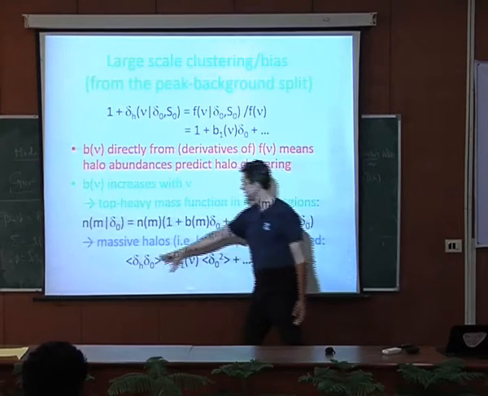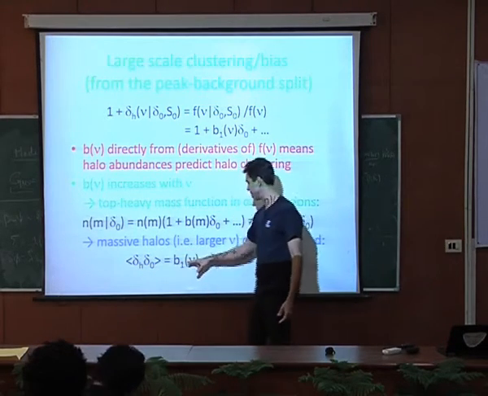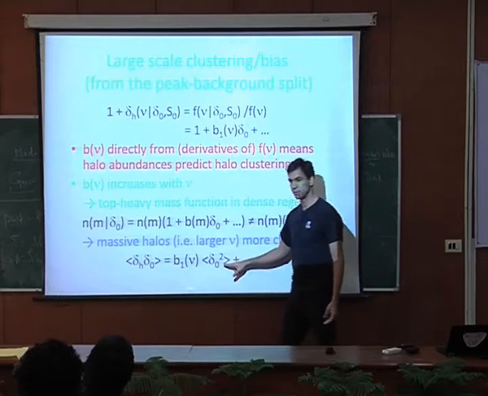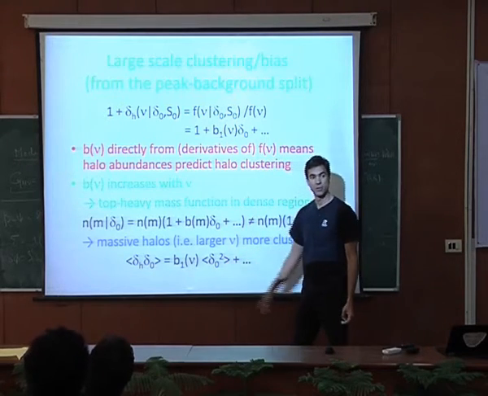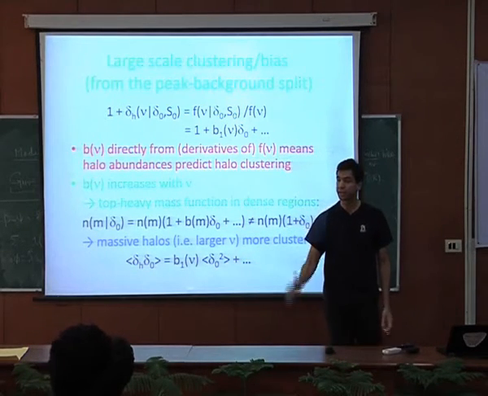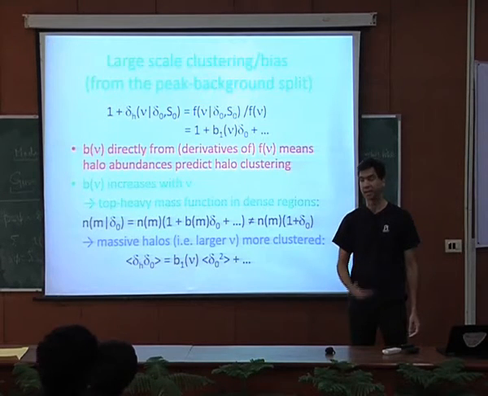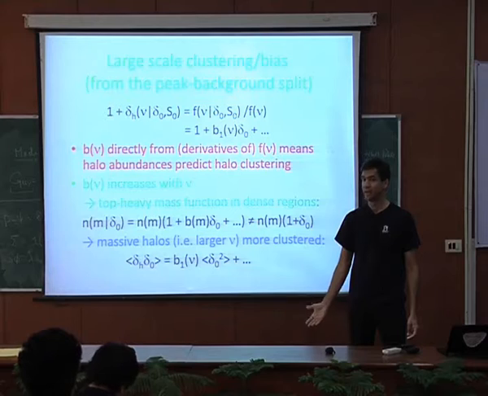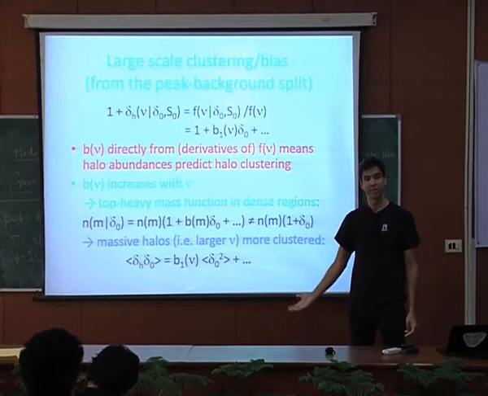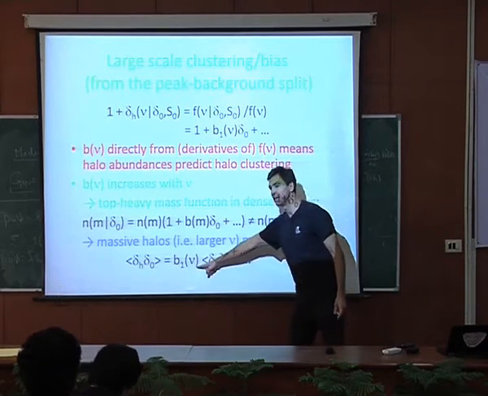If I did delta halo with delta halo, I would just get B squared times the power spectrum of the matter. And so the power spectrum, the clustering of halos, should have the same shape as the clustering of the matter and a different amplitude, because the high mass halos should have a higher bias factor.